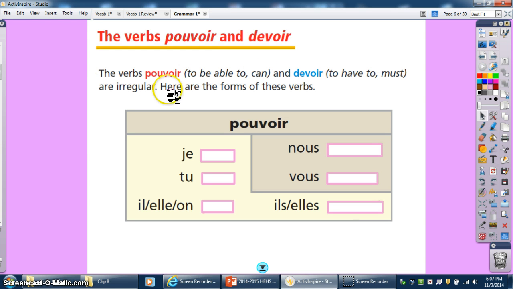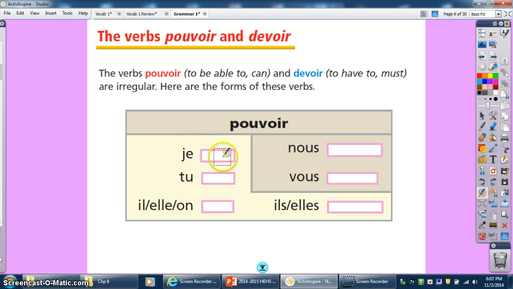So pouvoir, to be able to or can, and devoir, to have to or must, are both irregular. Now, what kind of irregular verb formation does this follow that you're already familiar with? Yeah, the boot. So what is inside the boot does one thing, and what's outside the boot does something else.